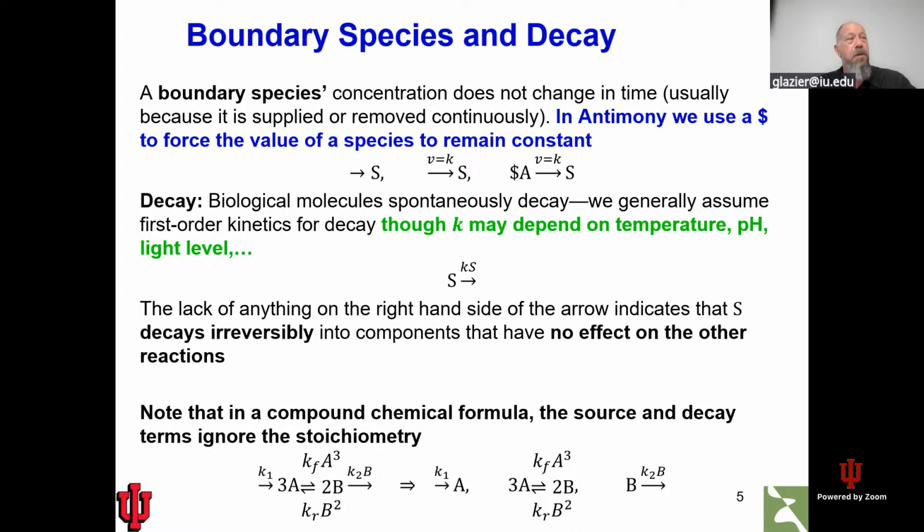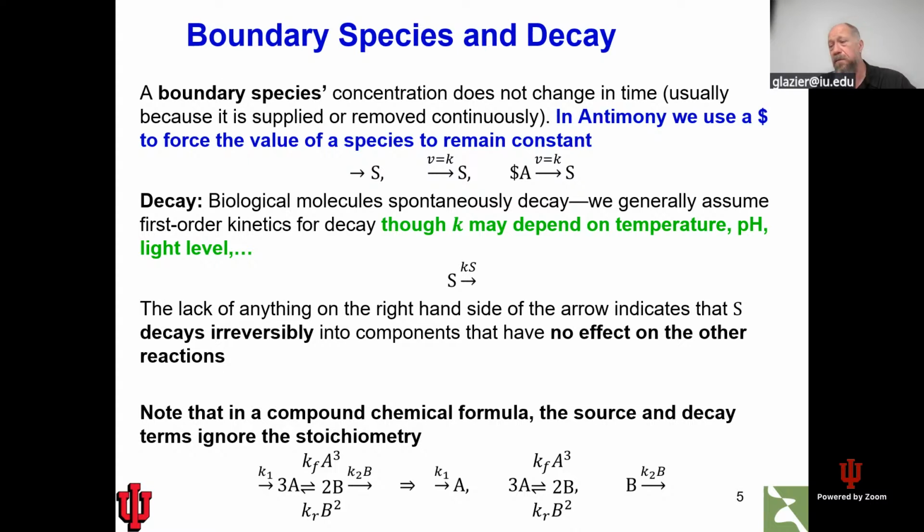And so if you want to explore, and we'll do this a little bit later, what happens when a species floats versus when it's constant, you can put the dollar sign in, and that will lock the value of the species. In antimony, if you put a dollar sign in front of a species name once anywhere, that locks the value everywhere. And so if A is used in seven different chemical reactions, if you put a dollar sign in front of A anywhere in that system, that will lock the value.